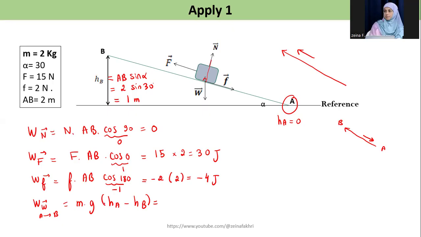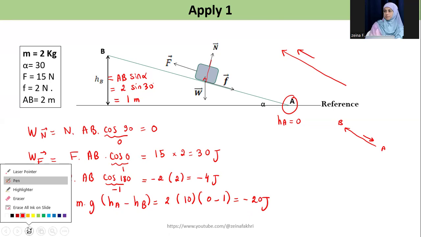So now we can continue our calculation. It's the mass multiplied by g, multiplied by HA, which is 0, minus HB, which is 1. So we get negative 20 joules.